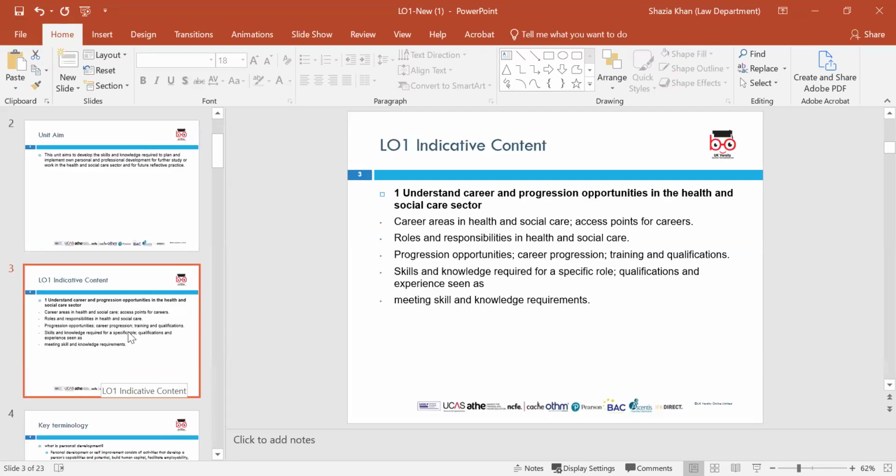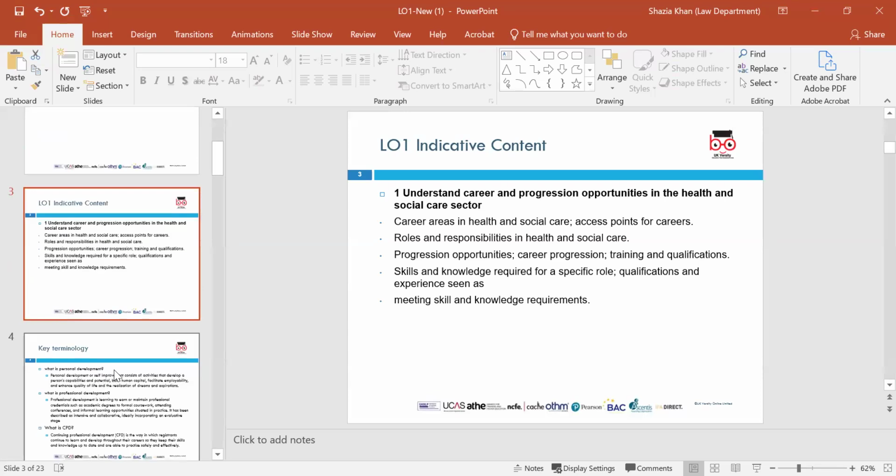The indicative content for learning outcome 1 is to look at careers within the health and social care profession. So it could be things like nurses, it could be the profession of a manager, it could be the profession of a social worker, a carer, so these kinds of professions. Roles and responsibilities in health and social care. We'll look at progression opportunities, career progression, training and qualifications. We'll also look at skills and knowledge required for specific roles, qualifications and experience, and skill and knowledge requirements.